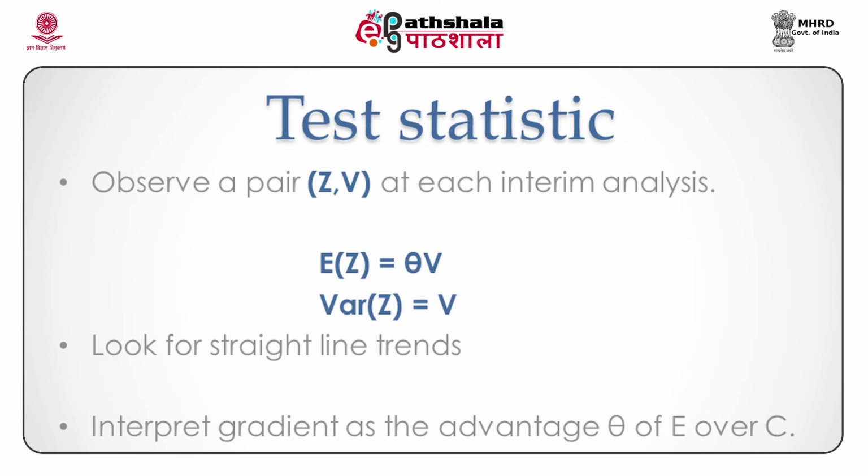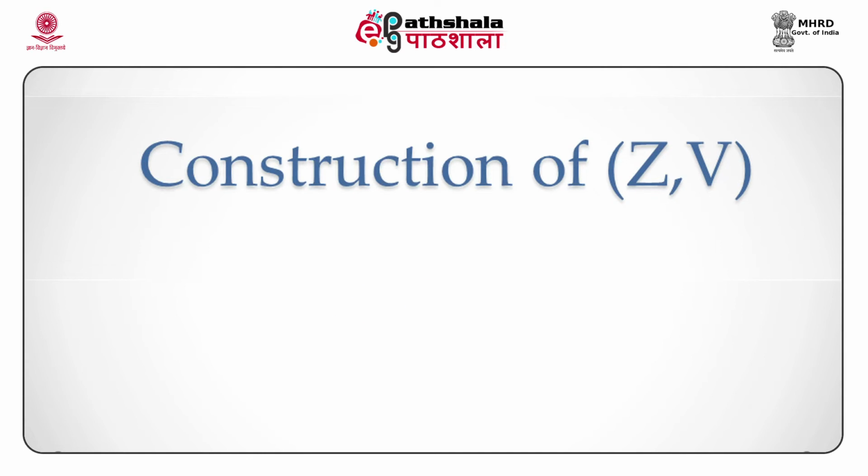We shall assume that Z and V are chosen in a way such that expectation of Z is equal to theta V and variance of Z is equal to V in large samples. Whitehead recommends plotting Z against V, and in that case we can look for straight line trends, and also we can interpret the gradient of the plot as the advantage theta of E over C. Some other authors have recommended construction of plots of Z over root V, in which case we would no longer look for straight line trends but would look for parabolic trends.